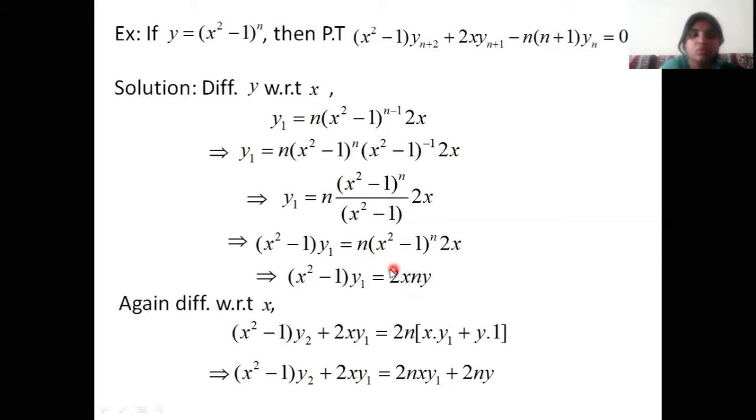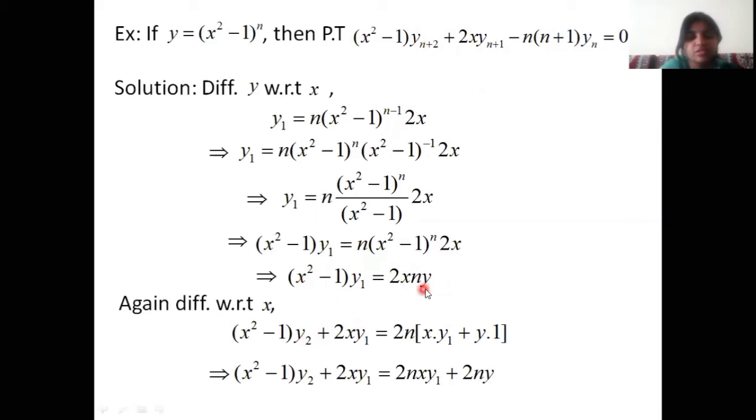I need to differentiate this once again, as I need y2. I'm not satisfied with just this y1. I need this term, so I need to differentiate this once again so that I'll get y2, and then I'll take its nth derivative so that I'll be getting y(n+2).